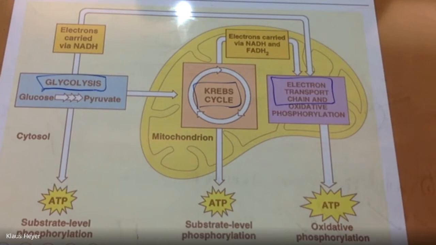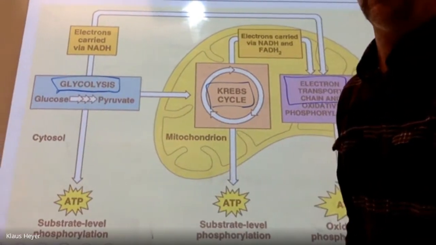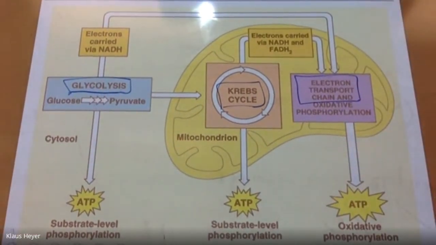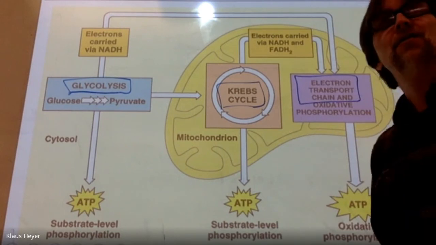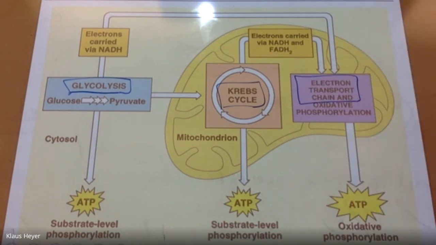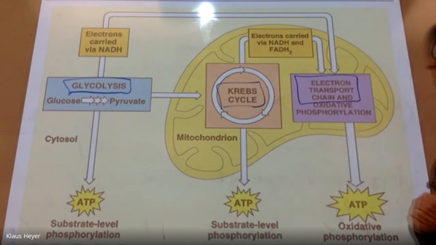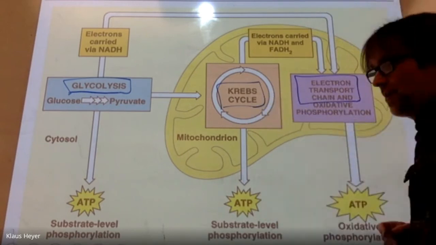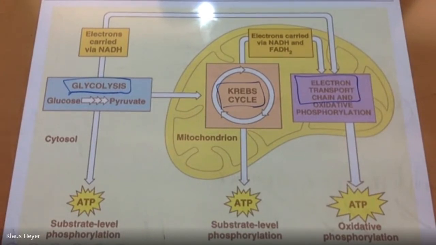So you'll notice that glycolysis is happening out in the cytosol. I don't know if you guys remember what the cytosol is, but it is the liquid that everything's floating in. And sometimes we call it cytoplasm, but technically speaking, cytosol is the liquid. And then the other two steps, Krebs cycle and electron transport chain, those happen in the mitochondria because we know that that's where ATP is made. So we're going to talk about each of these steps.